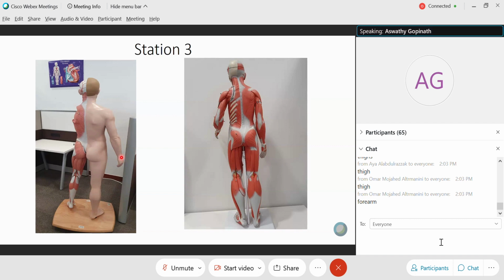Similarly, both the anterior and posterior part of the arm, what do you call it? Brachial. Very good. Brachial.